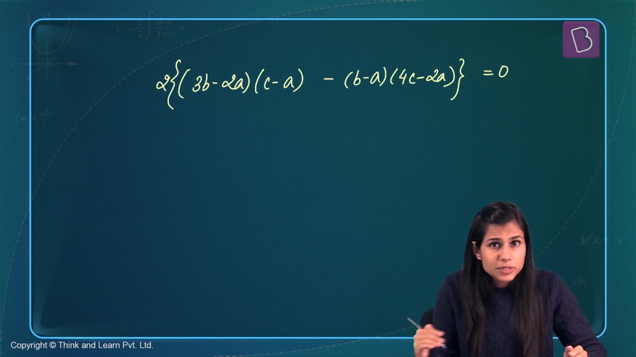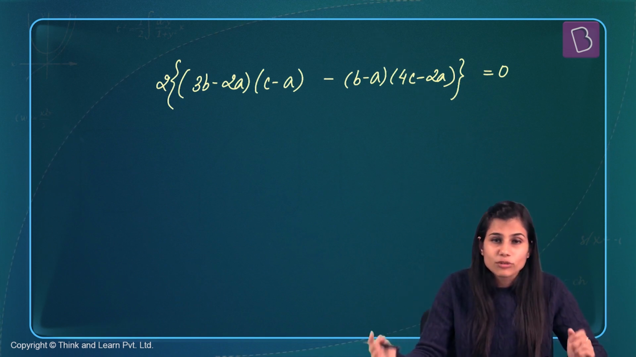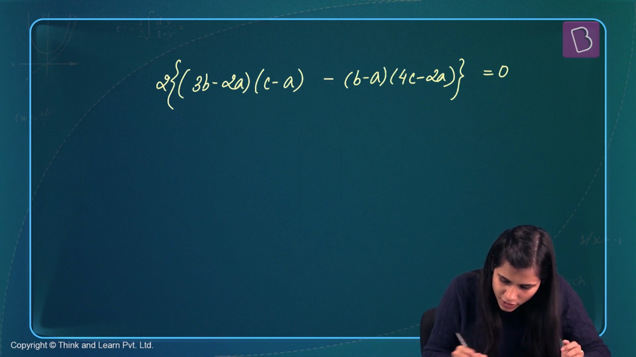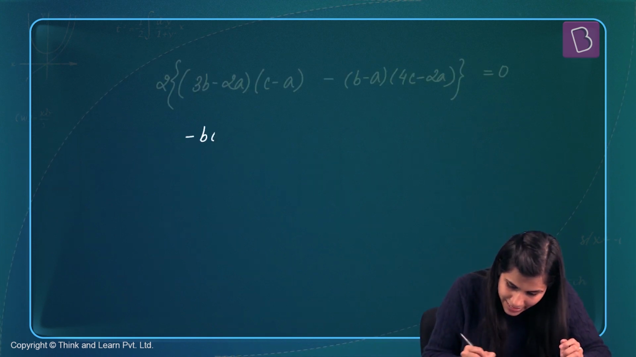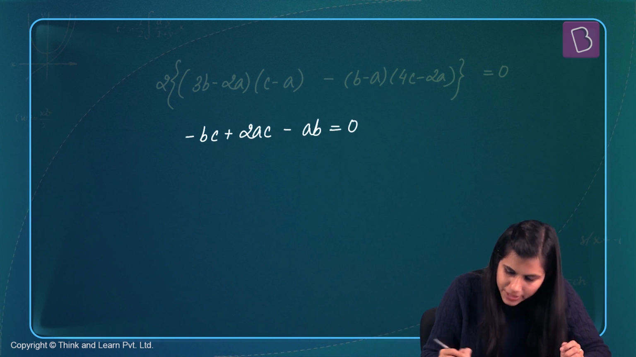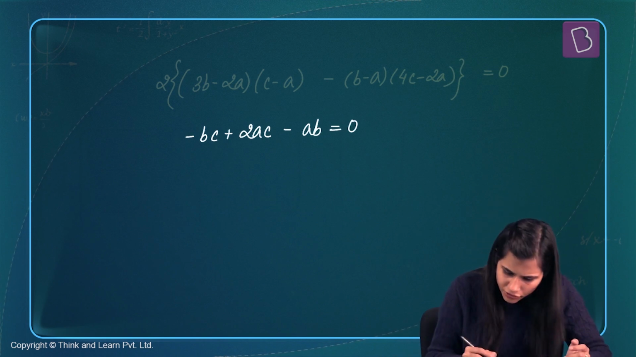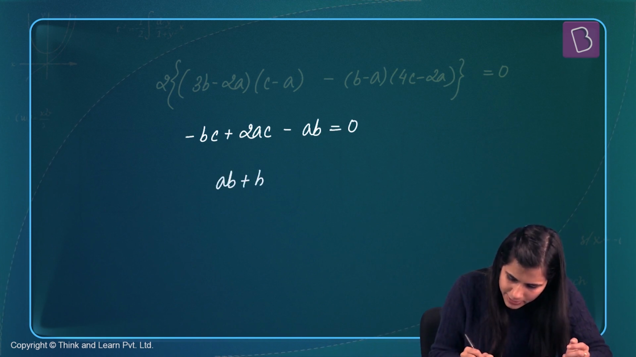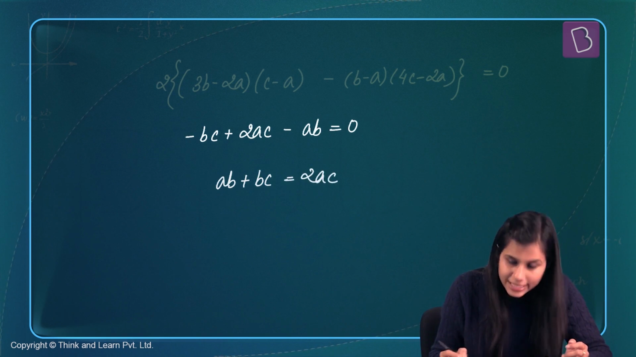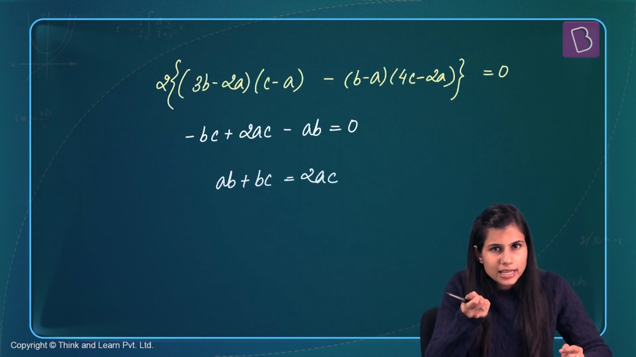So when you solve this, you simplify this, some terms get cancelled out, and what you're left with is this relation involving A, B and C, that is minus BC plus 2AC minus AB equals 0. You can write this as AB plus BC equals 2AC. We're just one step away from getting the answer.